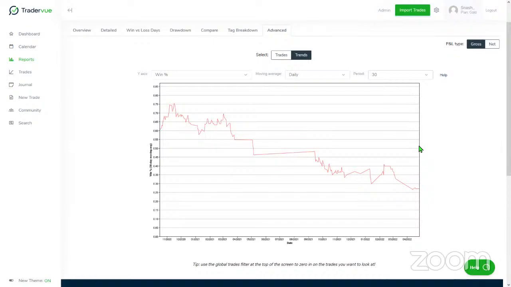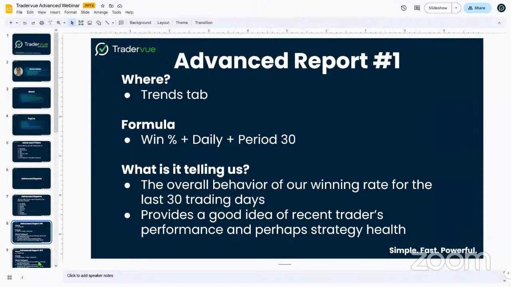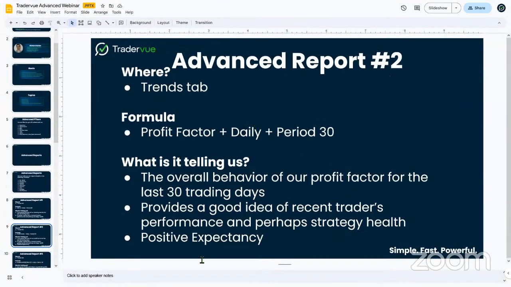And so moving forward, okay, that was advanced report number 1, very simple one. Let's actually do another one that is also simple, part of the trends tab. So where do we find it? In this case it is formula profit factor daily, period 30. And we're going to be seeing what it's telling us in a bit here.